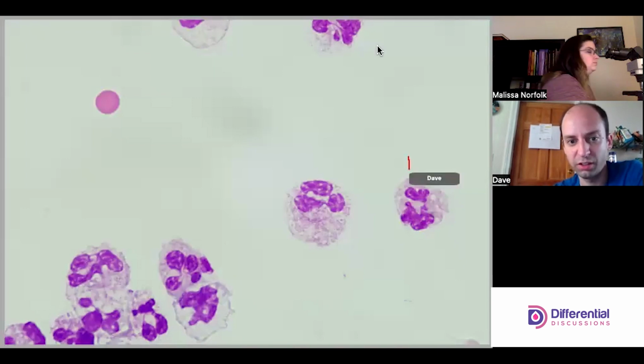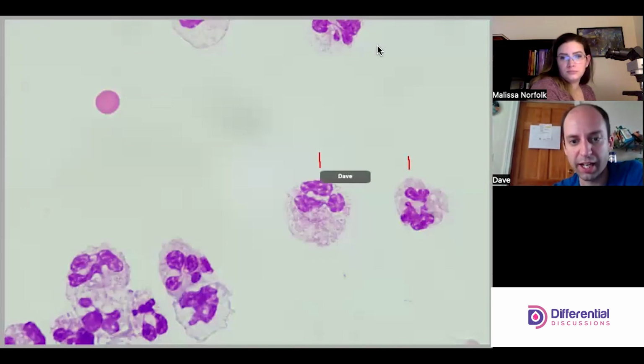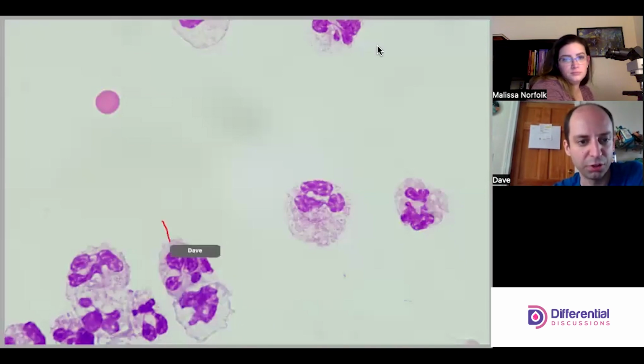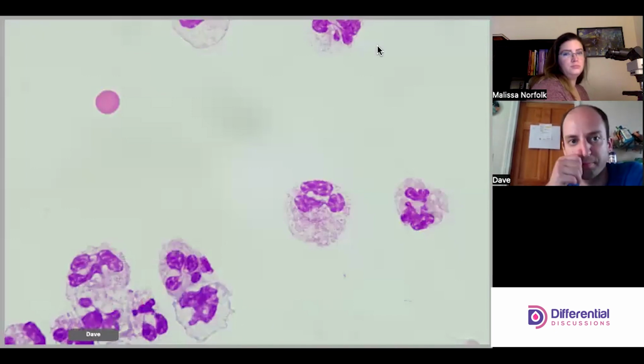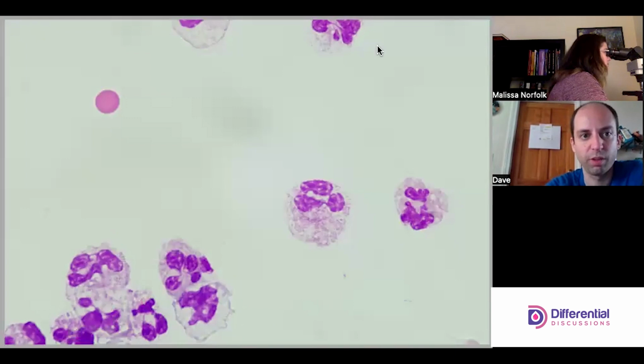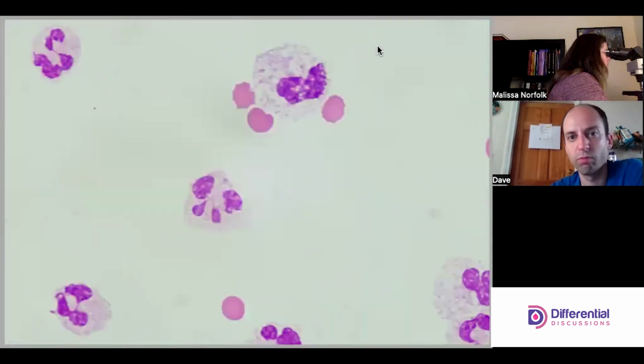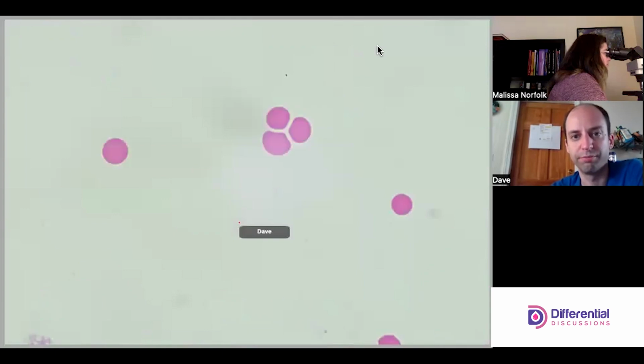Neutrophil. I do see a mono, to my terrible M. But yeah, a lot of neutrophils. Neutrophil. And a very pretty red cell. Yeah, the red cells look good in here. Yeah, very good.